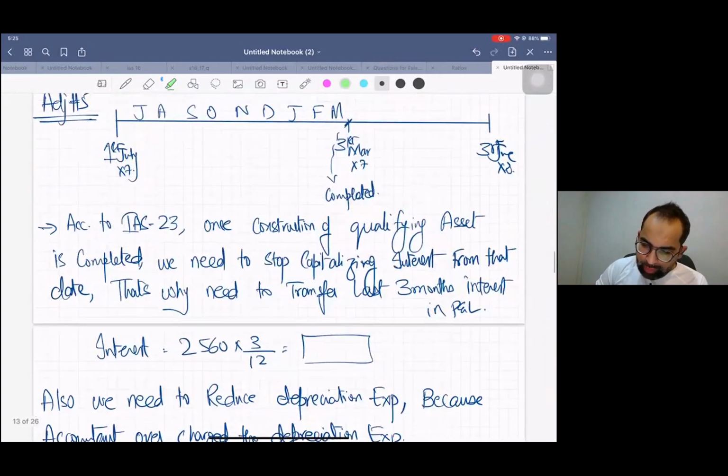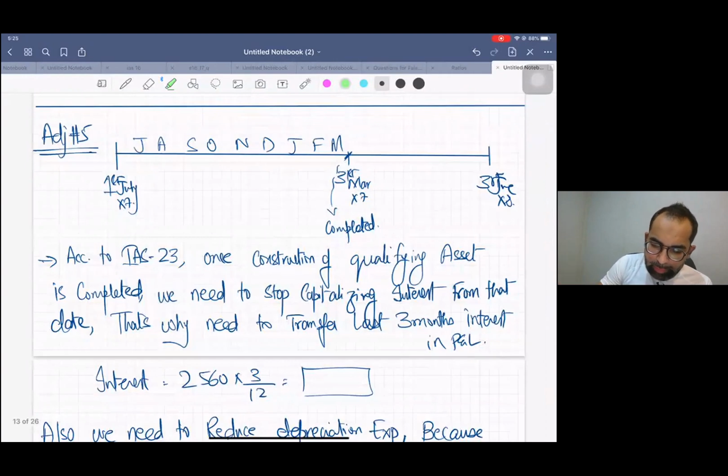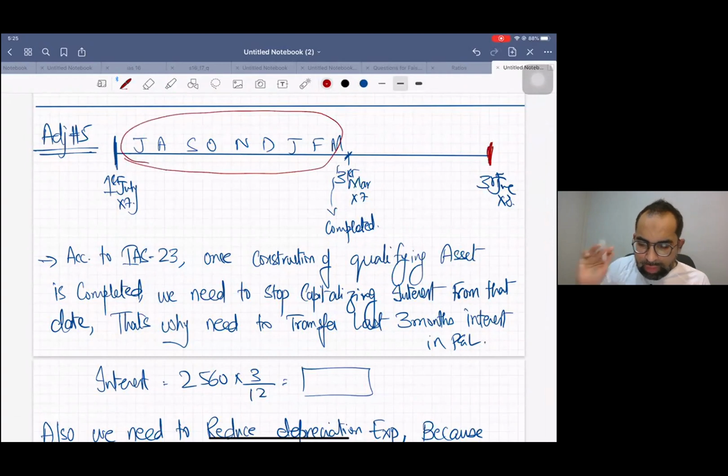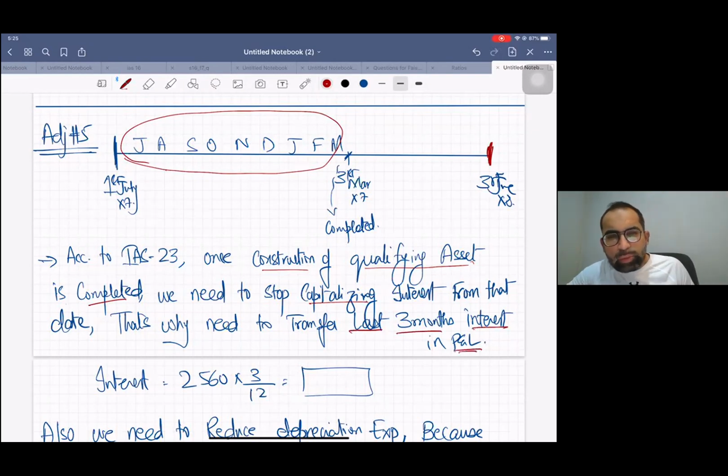Look at here. This is your accounting period. 1st July. See, I have made the boundaries. 1st of July to 30 June. The first 9 months construction is done. So that's why only 9 months interest can be capitalized. See, according to IAS 23, once construction of a qualifying asset is completed, we need to stop capitalizing interest from that date. That's why I need to transfer the last 3 months interest in P&L. See, this is the theory part you need to identify.